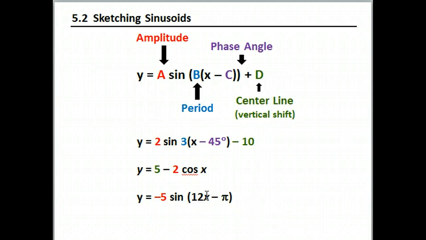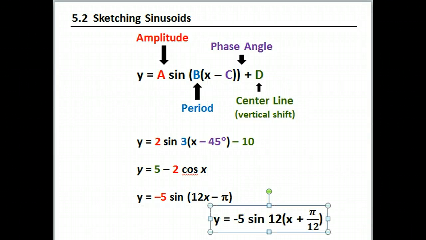So what we're going to do is we're going to divide everything in here by 12. We're going to pull it out, factor it out, and we're going to be left with this, so that we can see that we have 12 outside the parentheses, and when we divide pi by 12, we end up with a phase shift of negative pi over 12. Again, our phase angle will be negative pi over 12, but when we look at our equation, it's the opposite. It's x plus pi over 12.